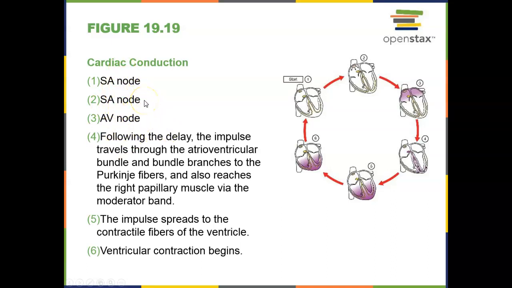So from the SA node, the impulse moves to the AV node. Once it hits the AV node, there's a delay. So the AV node doesn't fire immediately. It takes about 100 milliseconds and then it's going to fire. And this is going to send signals down through the AV bundle to the bundle branches. Once it spreads to the bundle branches, then the impulse is going to spread through the ventricles to those Purkinje fibers. And at that point, the ventricle will contract. And then we start over again.